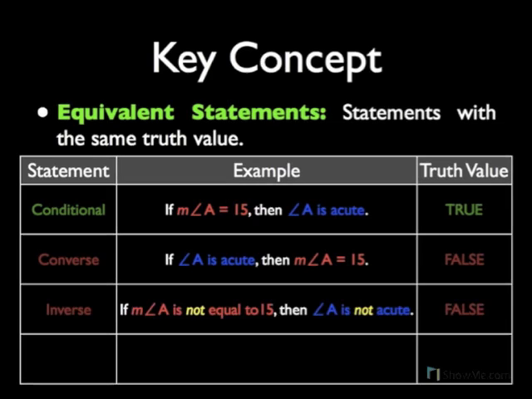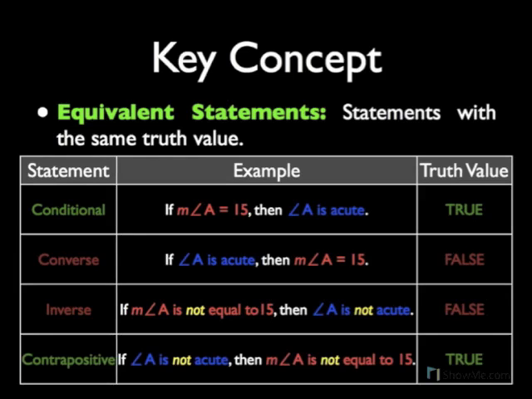The inverse of our original conditional would be, if the measure of angle A is not equal to 15 degrees, then the measure of A is not acute. The truth value there is false, because the measure of angle A might be 37 degrees, and 37 degrees would still make angle A an acute angle. You will notice that the converse and the inverse are equivalent statements because they have the same truth value.